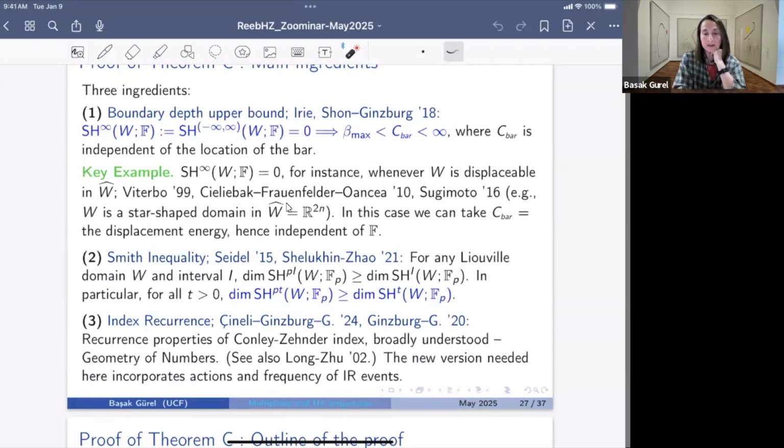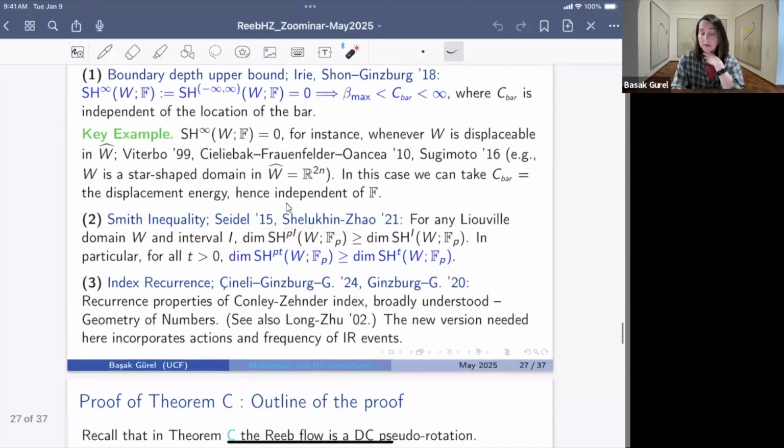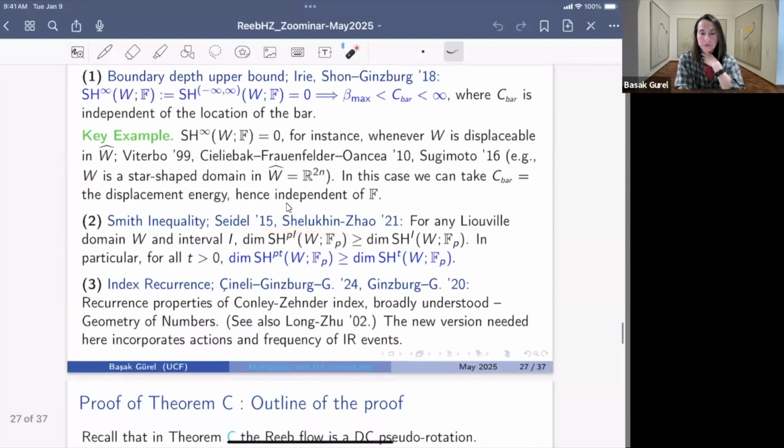The second thing is the Smith inequality. Again, going back to Seidel and then Shelukhin and Zhao, which was important in Shelukhin's proof of the Hofer-Zehnder conjecture. It tells us that, let me look at the case that we are going to use more, the dimension of SH of P times the interval is at least the dimension of SHT, basically. So you take this interval and multiply by P, enlarge it, and this dimension will be greater or equal.